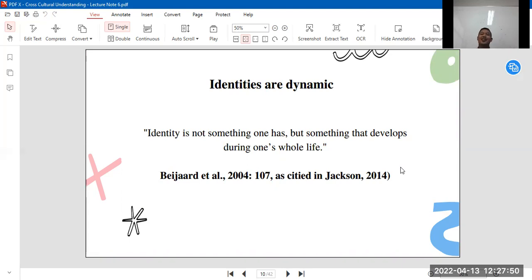And we are sure that these situations also regularly happen in our daily life, when we initially have certain characteristics, but gradually we change to be someone else, to have someone else's characteristics, because by the time, day by day, we are socialized, we interact with other people, and our characteristics also grow. That's why identities are dynamic.